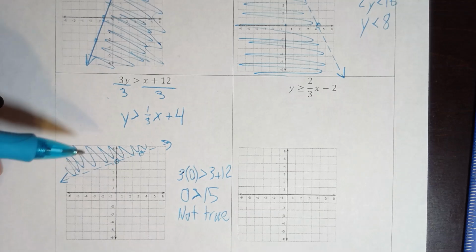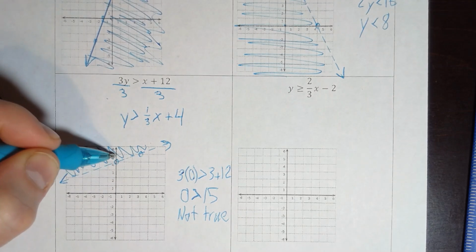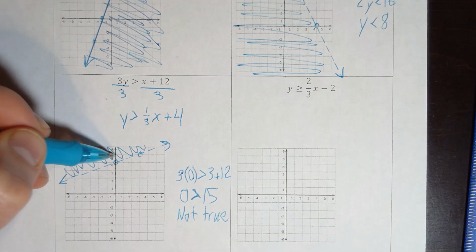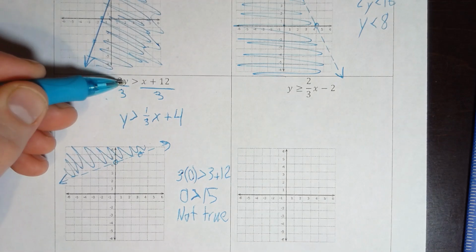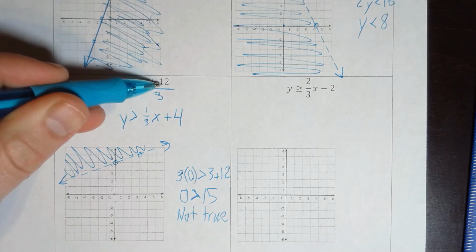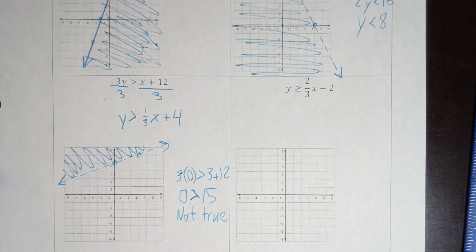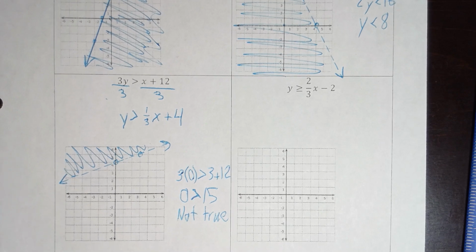Now, if you're ever getting these wrong, then you need to start checking a second point. For instance, I could check 0, 5 right here. If I plug 0 and 5 into here, I get 15 is greater than 12, which means this point is part of the solution set, which means this whole thing over here is part of the solution set.